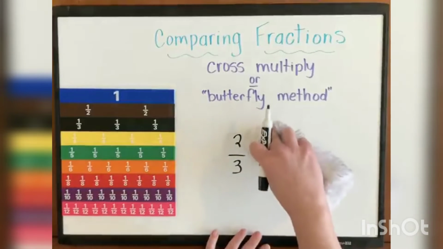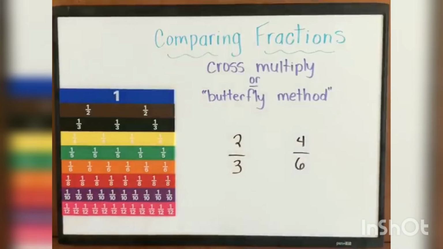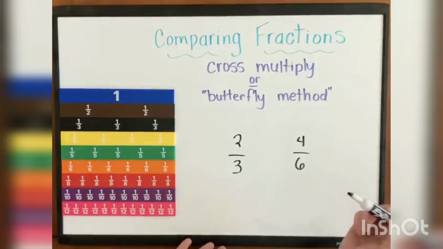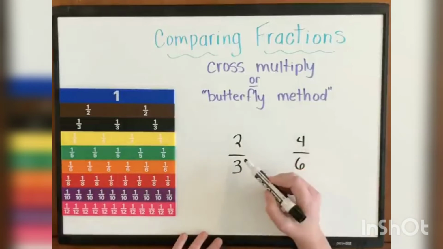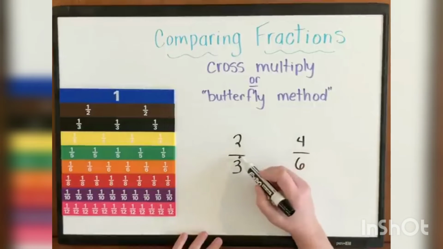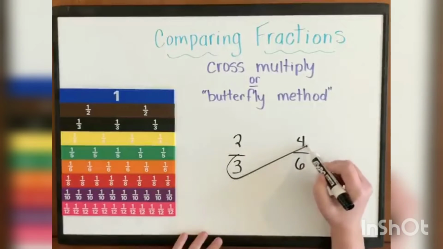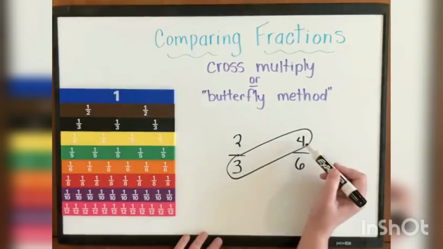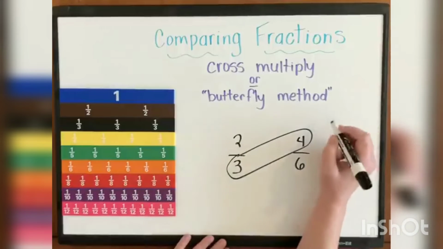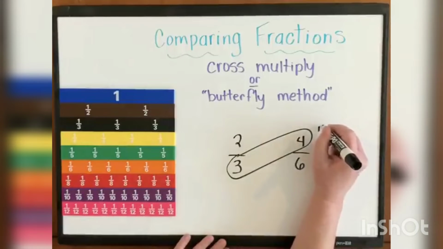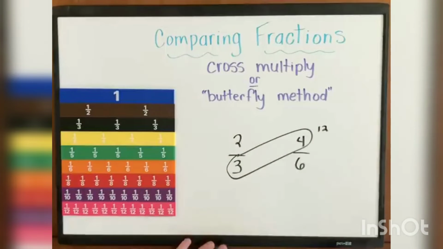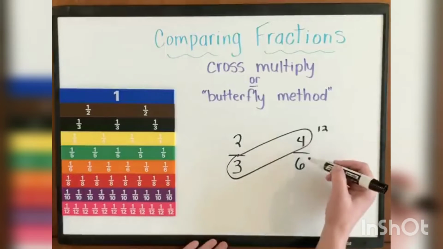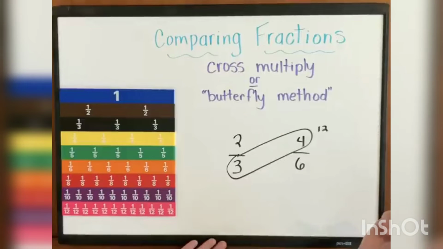That's where it gets the term cross multiply. But let's look at where we get the word butterfly method from. One way that you can keep track of what you're doing is to circle your bottom denominator with your top numerator. What is 3 times 4? Well, 3 times 4 is 12. I like to put my numbers up in the top corner pretty small so it doesn't distract you from your actual fraction or your numerator.